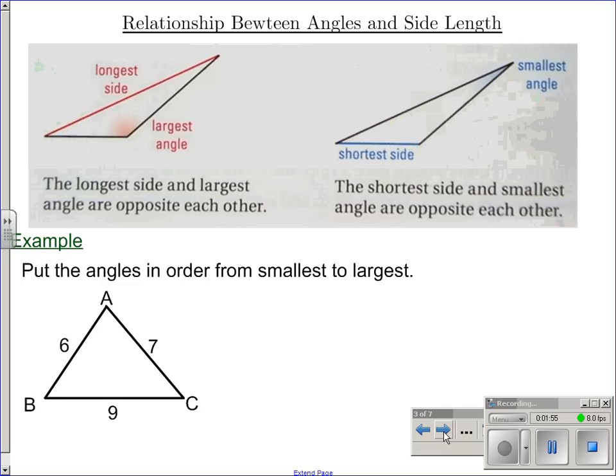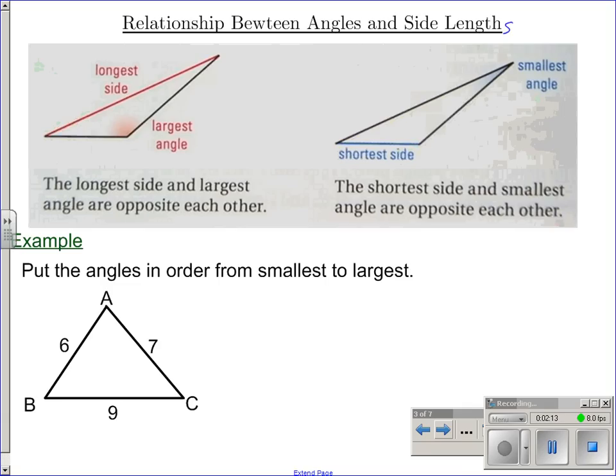So, relationships between angles and side lengths. It's a very simple idea. There is a much more exact idea. It's called trigonometry, relating angle measurements and side lengths. But right now, it's just a general idea.